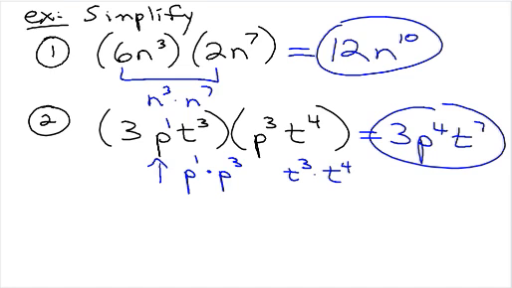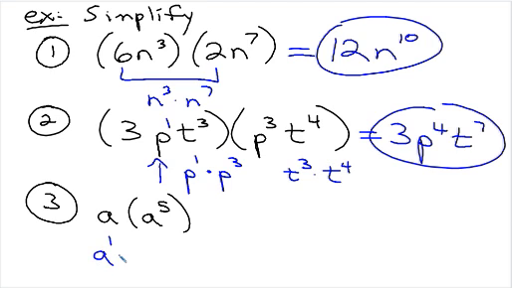Here's another one that throws people off sometimes. Looks very easy, but I often get questions about this. This is just a to the first times a to the fifth. That's what's going on here. So this is just a to the 6th. That problem's done. All right, don't let the way that it's written confuse you. Okay. How about this one?